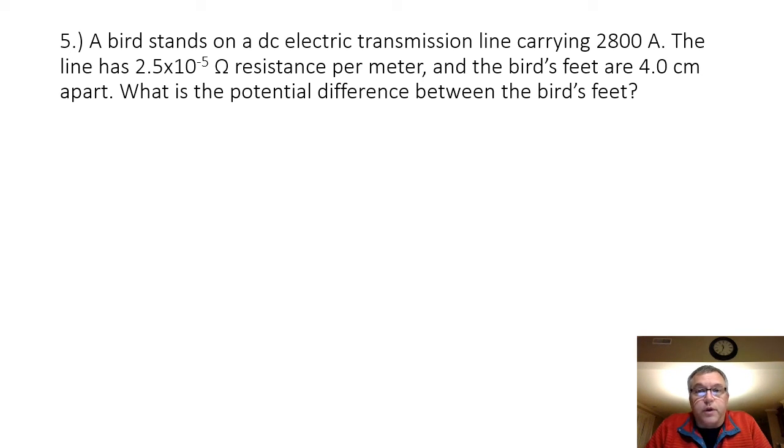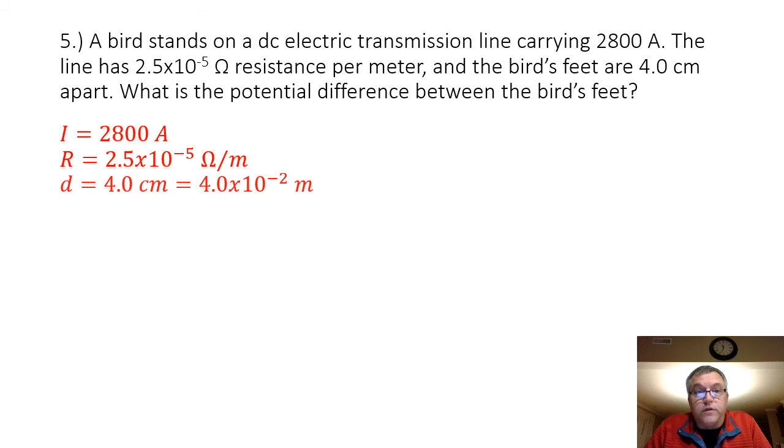Let's take a look at what we're given in this problem. We're given the current, which is 2,800 amps. We're given the resistance at 2.5 times 10 to the minus fifth ohms per meter. And the distance between the bird's feet is 4 centimeters, which we have to convert to meters. So that's 4.0 times 10 to the minus second meters. And we're looking for the potential difference between the bird's feet.